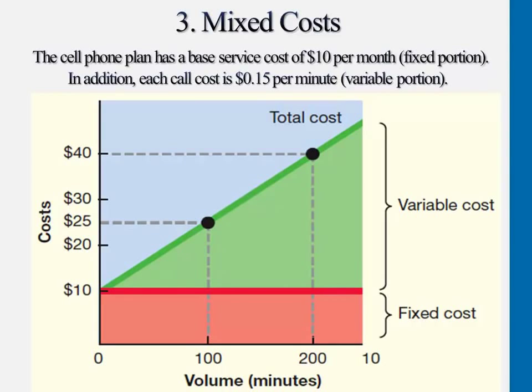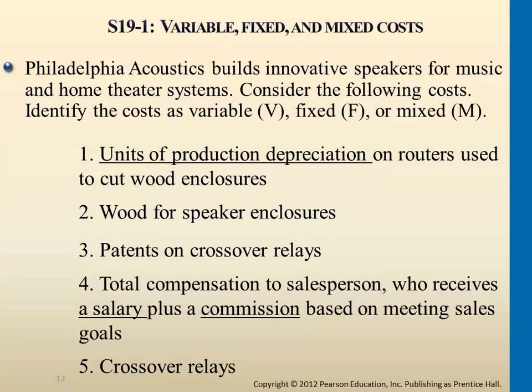Take a look at an example. Let's try to look through these 1 to 5 and see if you can classify them into the different types that we just talked about. So what is units of production on routers used to cut wood enclosures? This will be variable. Remember, units of production, the more miles we're using the truck, the more cost incurred. So here, depreciation for this units of production is not straight line. It's considered a variable cost.